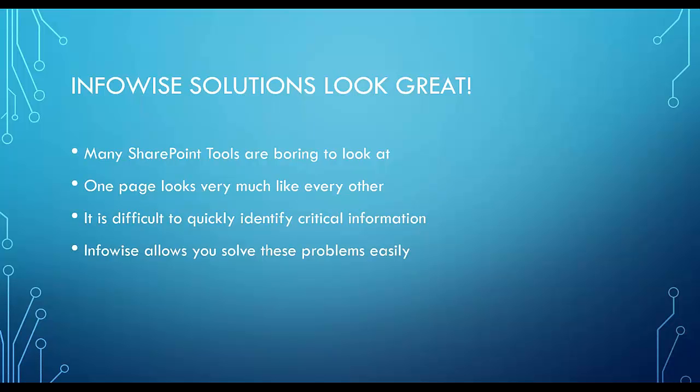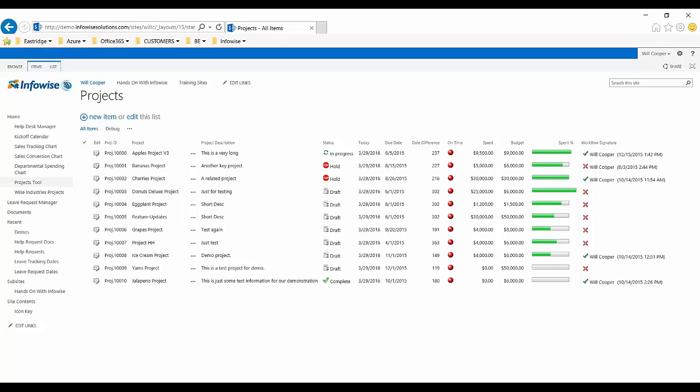In most SharePoint intranet sites that I've looked at, most of the pages look very much the same. It's difficult to know which information is critical. When a project is late or someone hasn't completed one of those steps, you want to be able to know that immediately without having to read text or wade through a wall of information. The indicator icons really help you to solve these problems.